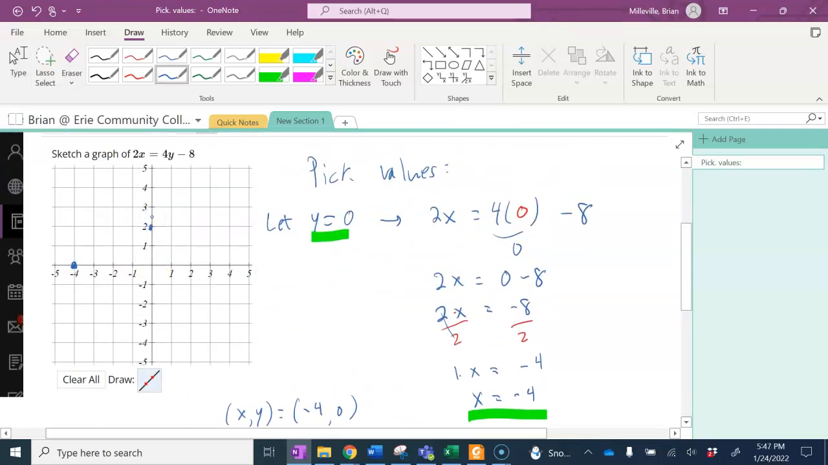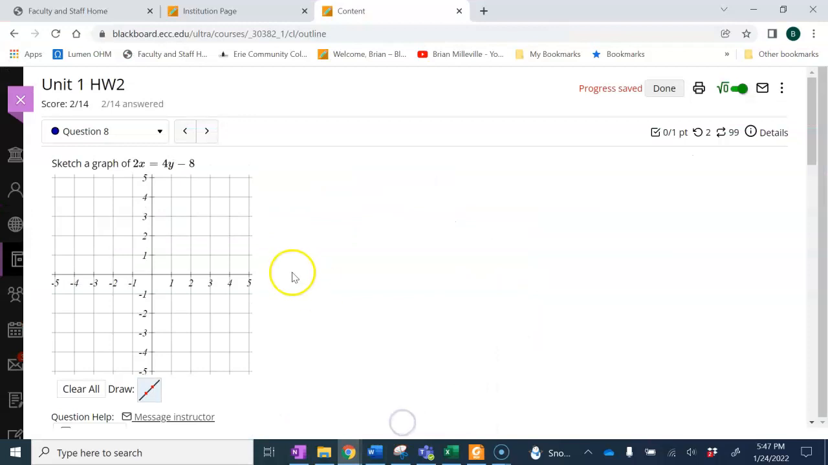So there's our value there. I'll go back into the homework system and put those 2 points down, and then we're going to let the line tool draw the corresponding graph through there. So going here, we're going to go negative 4, 0, and then 0, 2. And that's all we have to do with this problem: sketch the graph.